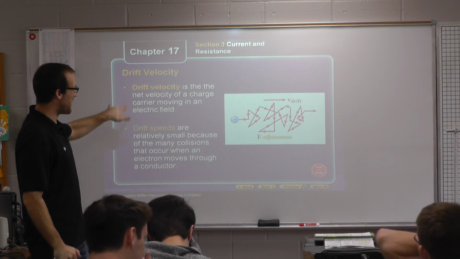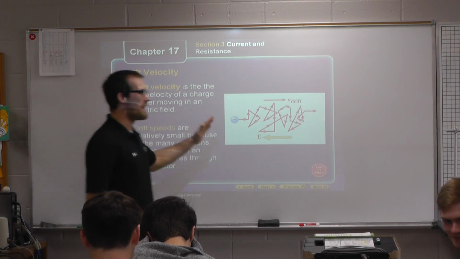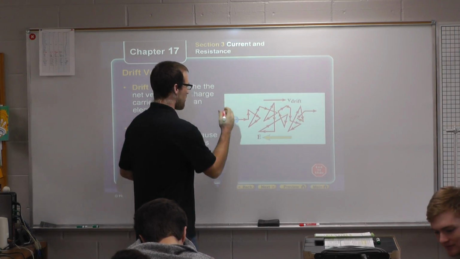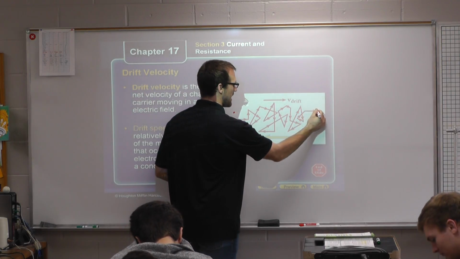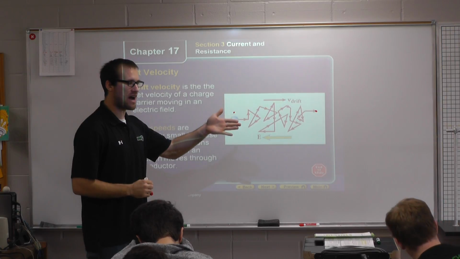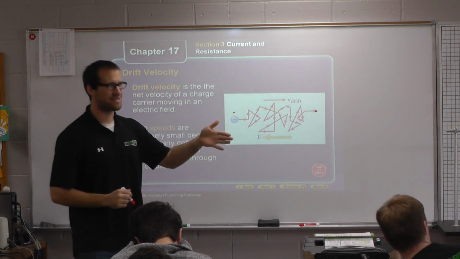So, drift velocity would be the net velocity from point A to point B. So if I go from here to here over a certain time period, it's not going in a straight line, so the drift velocity is not really high.